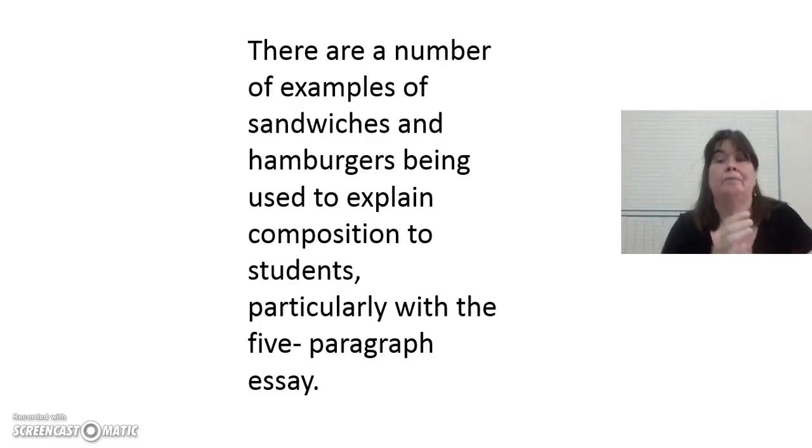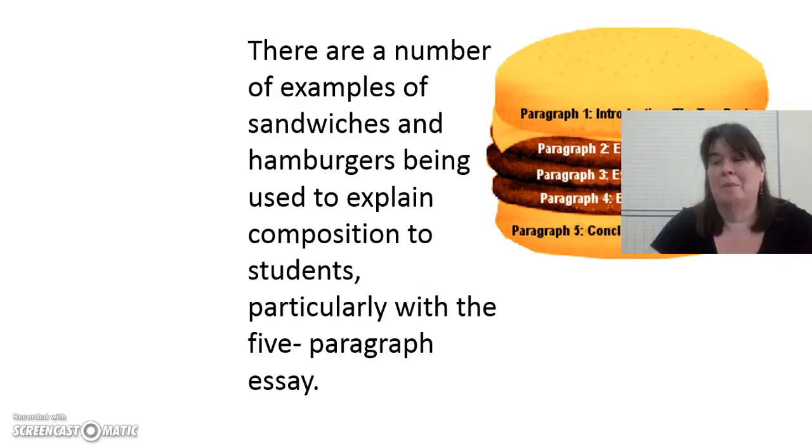And it turns out there are a number of examples of sandwiches and hamburgers being used to explain composition to students, which actually makes sense, particularly within the 5-paragraph essay. But here I thought I was being so clever, and I had come up with something completely original. So you see, it happens to teachers too. You think you're being so clever, and you come up with something just great, and then you find out a lot of people have been using it all along. So that shouldn't discourage you, but don't be smug.